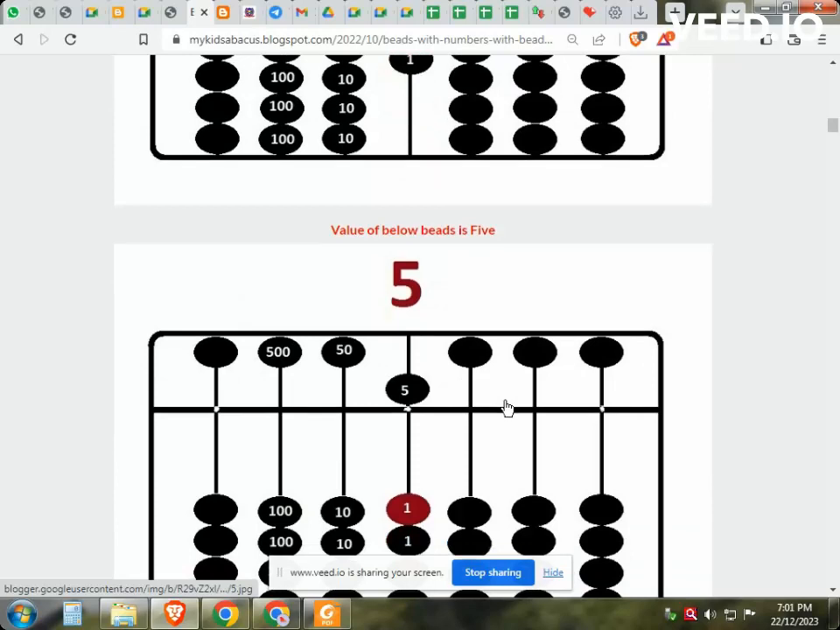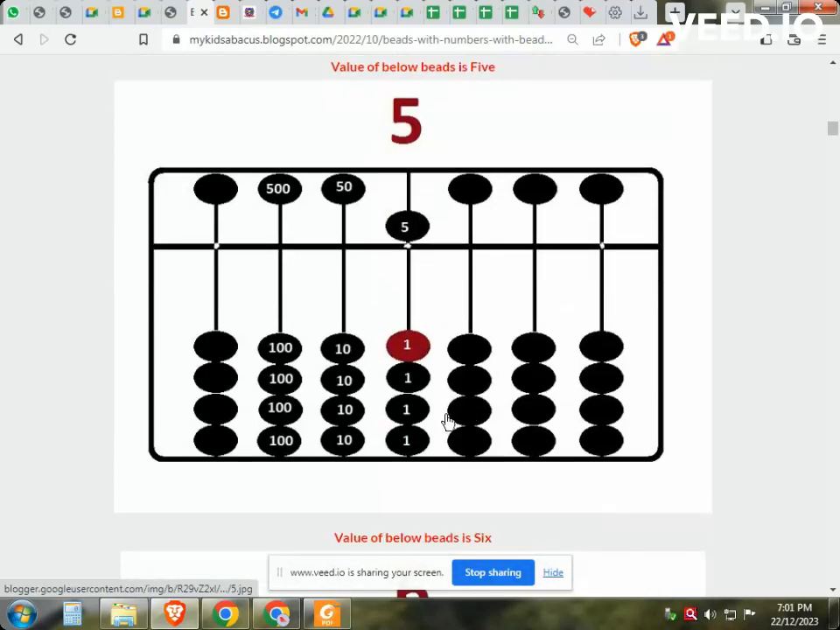Now suppose I want to add 5. Then we have to take upper bit down in units place. We have to touch this upper bit to this middle bar. Means we added 5. Agar hume 5 add karna hai, toh hum kya karenge? Upper bits ko hum niche layenge aur is middle bar ko touch karenge. Matlab humne 5 add kar diya.